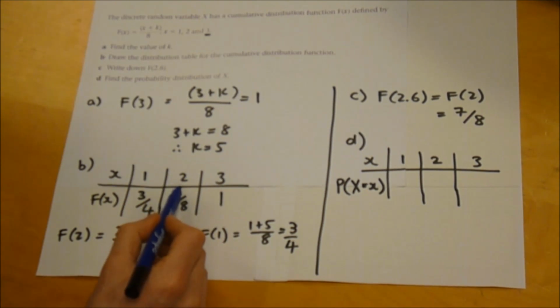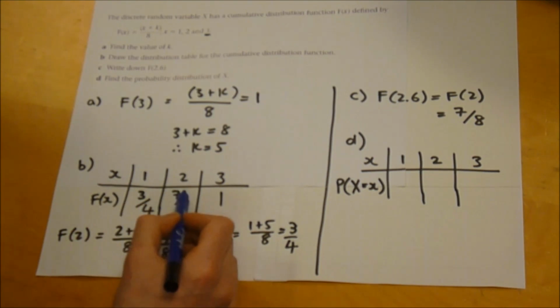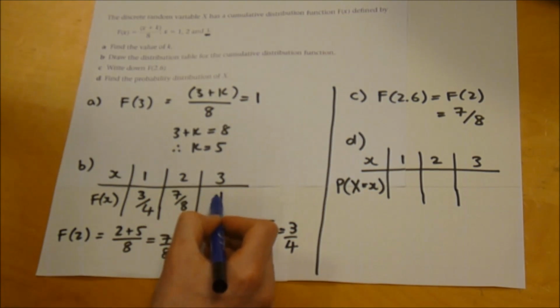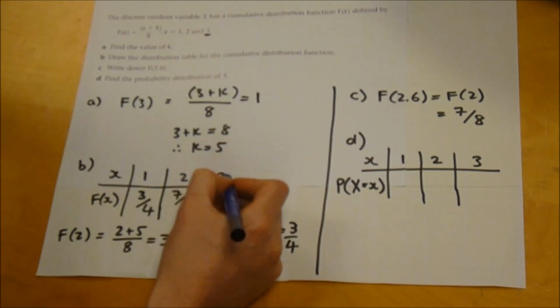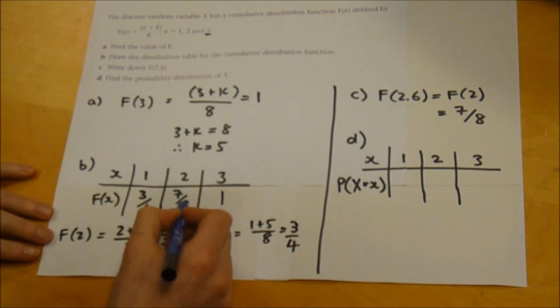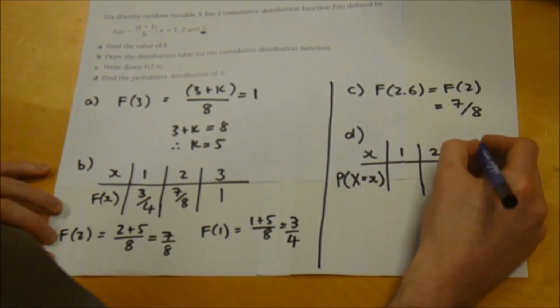So we know that in going from the probability that x is 2 or less to the probability of 3, we're increasing by 1/8. So that means the probability that x is 3 must be that 1/8, because it goes from 7/8 to 1 whole. The probability that x is 3 must be 1/8.